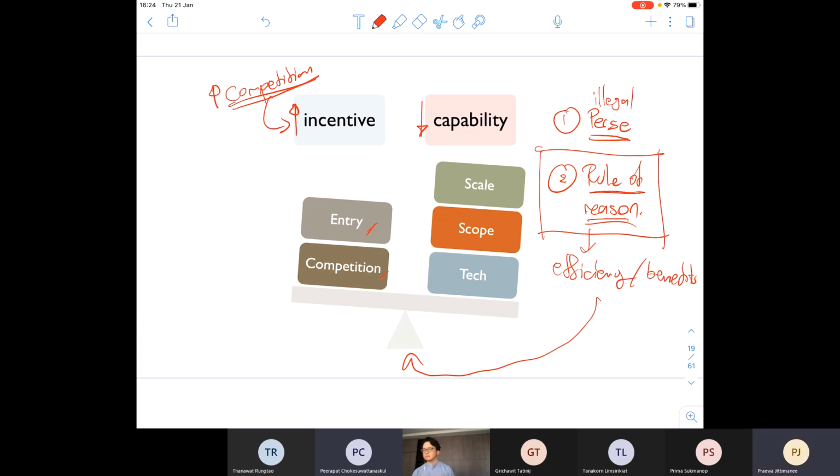Just one quick question. Yep. So, just to clarify, increased incentive will lead to increased competition?